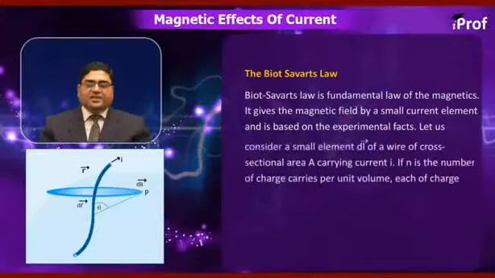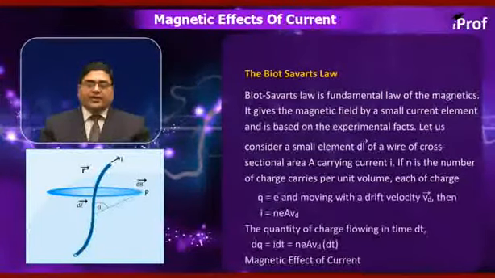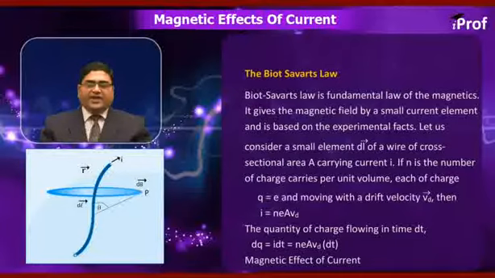Let us consider a small element dl vector of a wire of cross-section area A carrying current I. If n is the number of charge carriers per unit volume, each of charge q equal to e, and moving with a drift velocity Vd vector, then I equals n e A Vd.